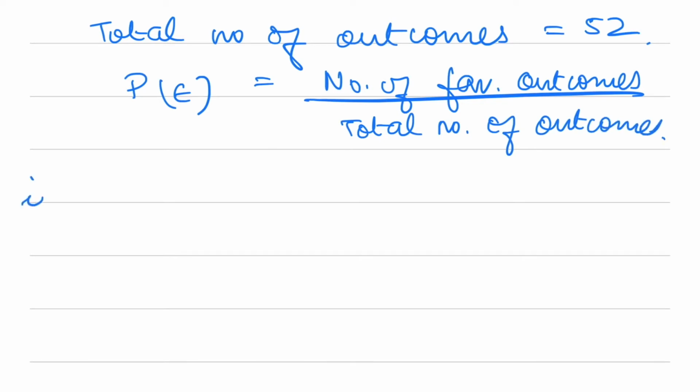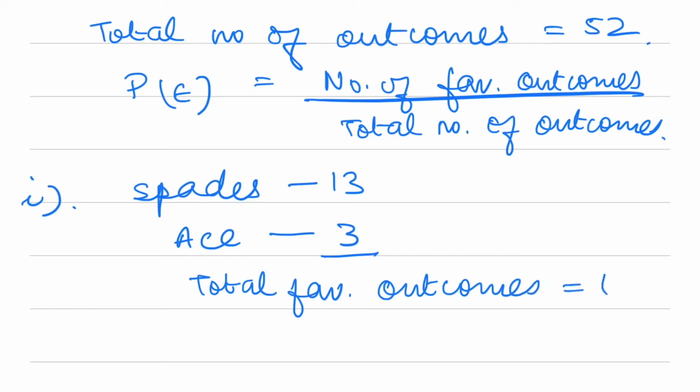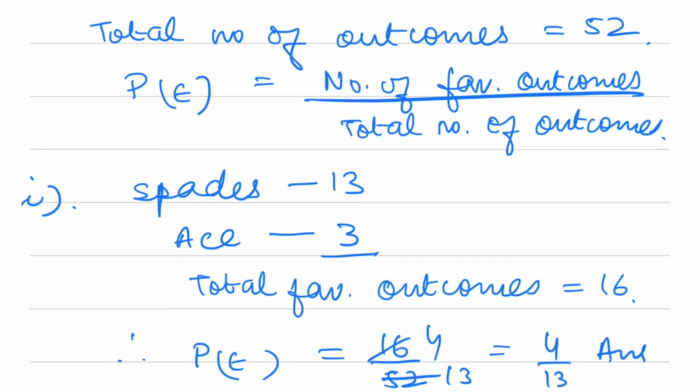Okay, now we'll go to each part. There are 4 parts. First part, a card of a spade or an ace. So we know there are 13 spades and the rest 3 aces, right? So there are 4 aces, but one we have already counted as a spade, so there are 16 cards, right? So total favorable outcomes are 16, and therefore the probability of this event will be equal to 16 by 52. So 4 times and 13, so 4 by 13 is the answer.